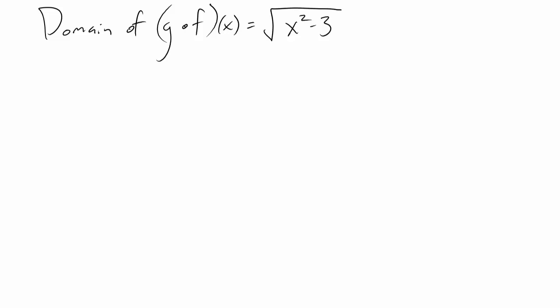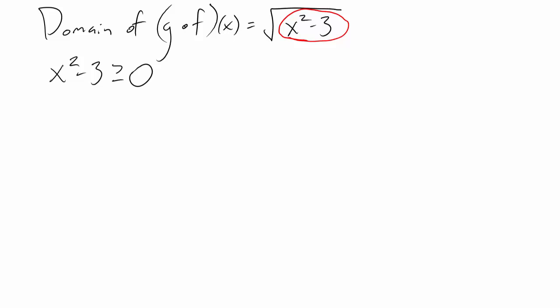Unfortunately, that x squared minus 3 is underneath a square root sign, and we know we're not allowed to take the square roots of a negative number, so that means that x squared minus 3 is something that we have to force to be greater than or equal to 0.